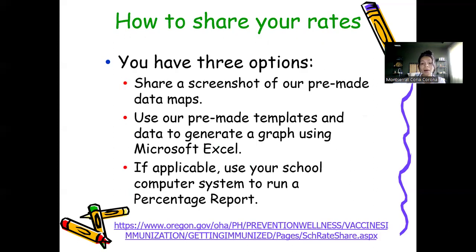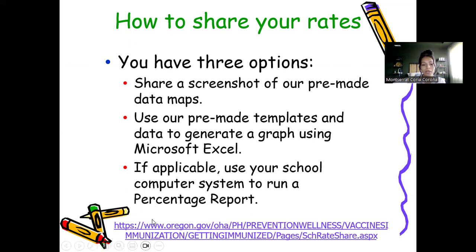And how do you share your immunization rates? You have 3 options. The first one is to share a screenshot of our pre-made data maps, which are online. The second is to use our pre-made templates and data to generate a graph using Microsoft Excel. And the third, if applicable, you can use your school computer system to run a percentage report, but not all computer systems have this functionality. Now I'm going to cover how to share your immunization rates using the first and second option.